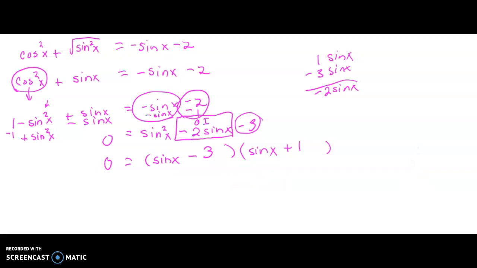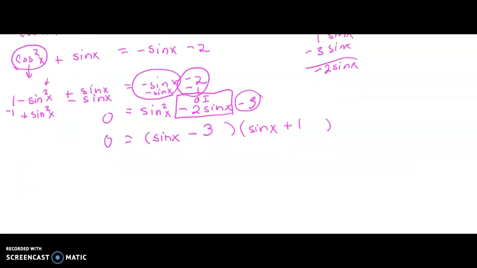Now we take our factors and we set our factors equal to 0. So we'd have sine x minus 3 is equal to 0, and we'd have sine x plus 1 is equal to 0. So back to the first one, we would add 3 to both sides. So that's sine x is equal to 3. No angle has a sine value of 3 on the interval 0 to 2 pi, so that one's a wash.